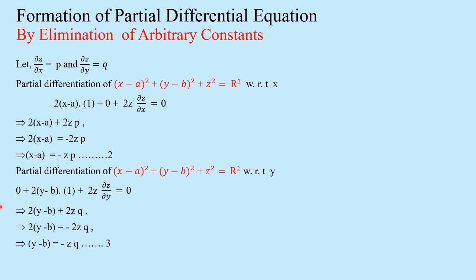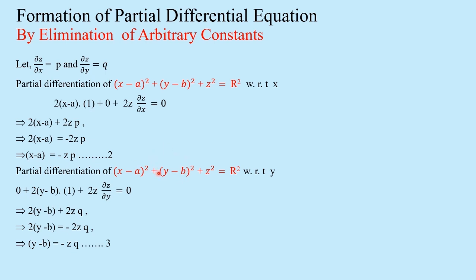Simplifying it, we get this. X minus a is equal to minus zp. We'll call this equation as 2. Now partial differentiation of this with respect to y. When we differentiate it with respect to y, this term will become 0, because when we differentiate with respect to y, x will be considered as constant and a is already constant, so differentiation of constant is 0.